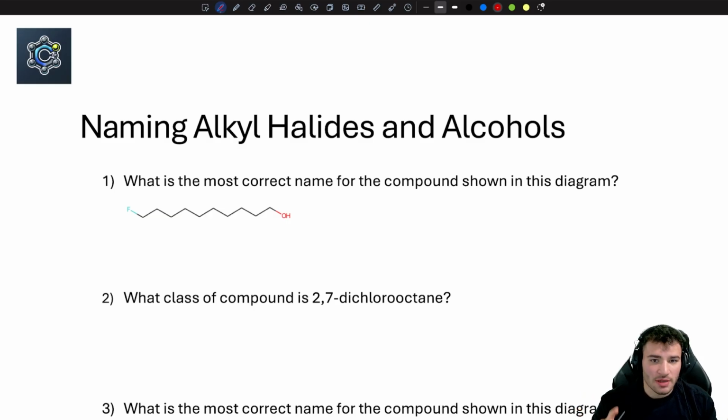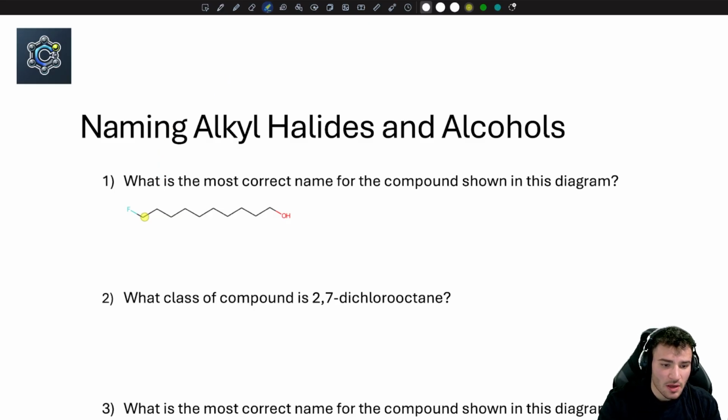My checklist is always: find the parent chain, identify the substituents, number, and then put the whole name together. So we can follow that general rule for these compounds as well. I'm trying to show you guys that no matter how difficult Orgo gets, it's kind of the same pattern over and over again. Get good at the pattern, and you get good at everything else.